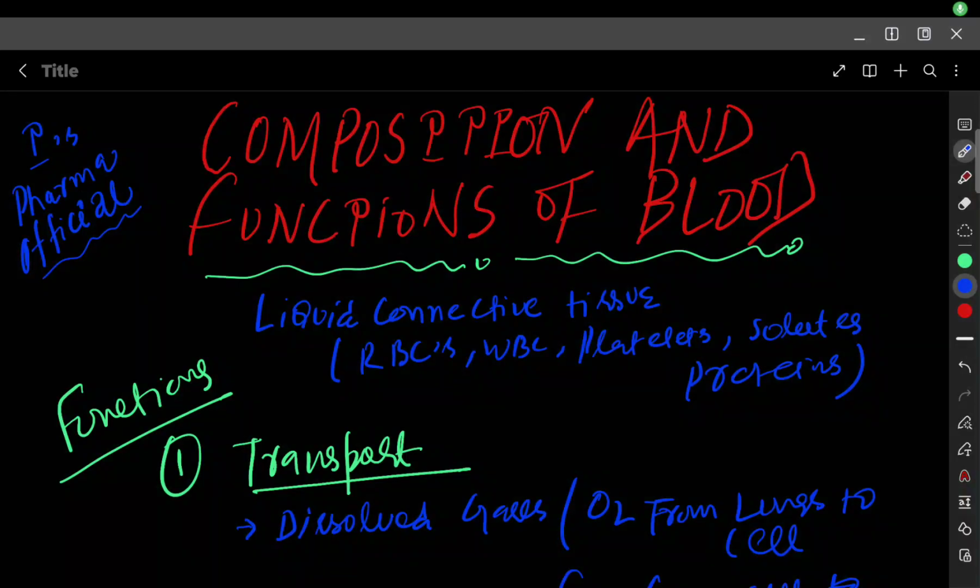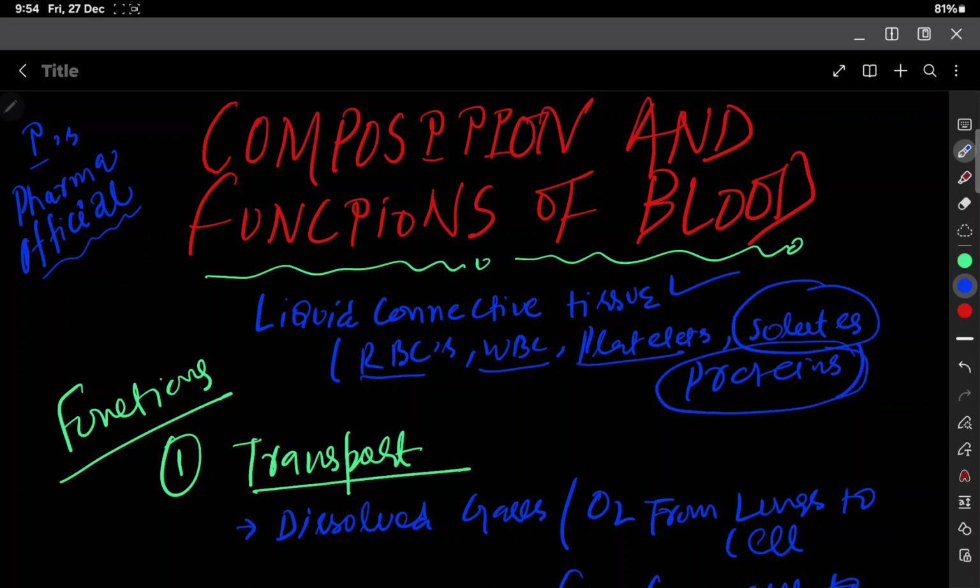In this video we will be going to study about the composition of the blood and the functions of the blood. Okay, so let's start with what blood actually is. Blood is a liquid connective tissue. This liquid connective tissue contains various cells like RBCs, WBCs, blood platelets. It contains different fluids. It contains proteins like albumin and globulin. Okay, we will discuss that later.